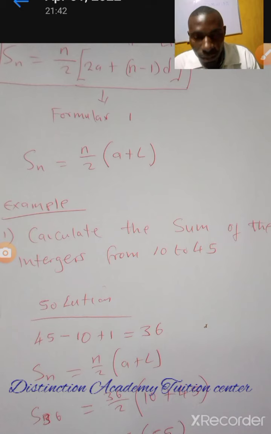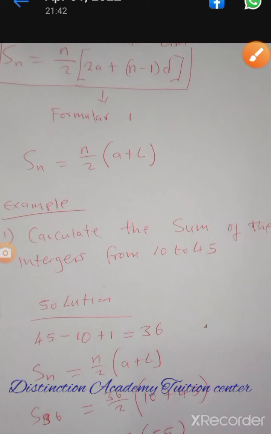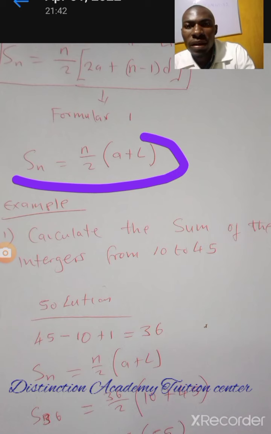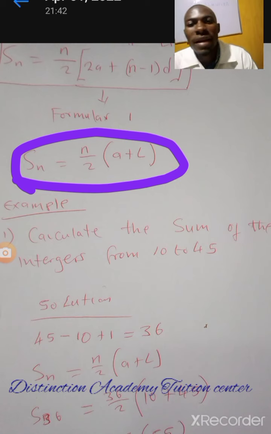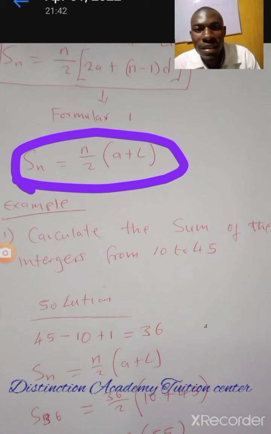So this formula is used when you've been given some consecutive terms where you are able to find the common difference, and you have the first term, which is a. But in the case where you've only been given the first term and the last term, and it's very difficult to find the common difference, the formula that we use is this one here: Sn is equal to n over 2, open brackets, a, which represents the first term, plus l, which represents the last term.